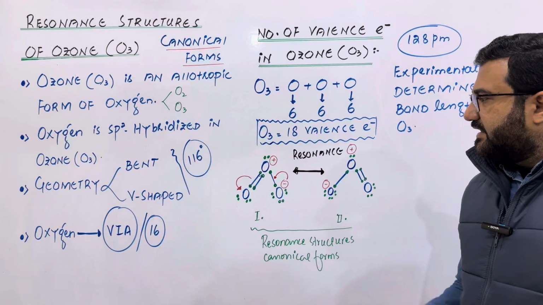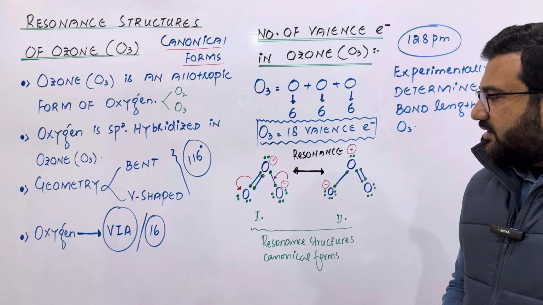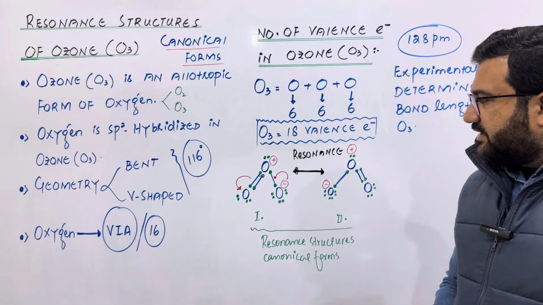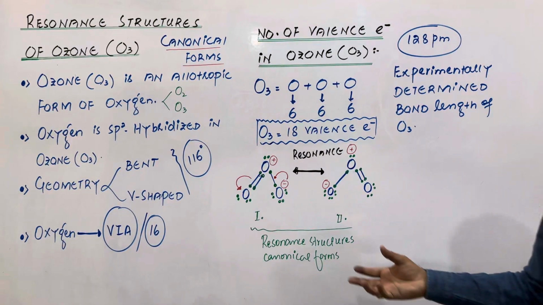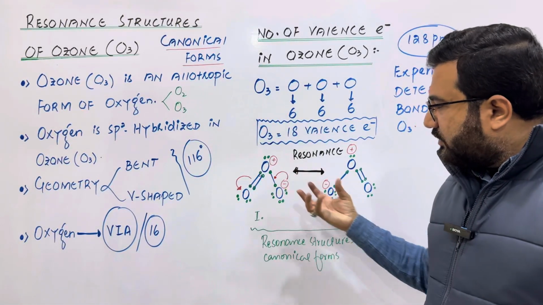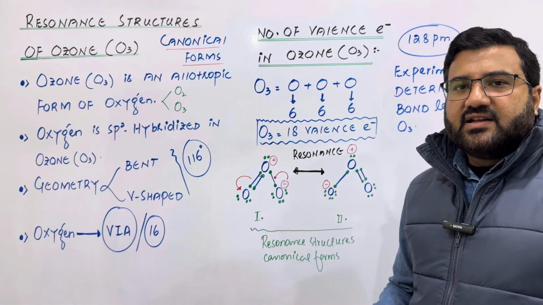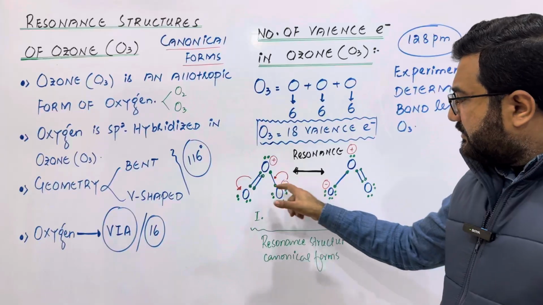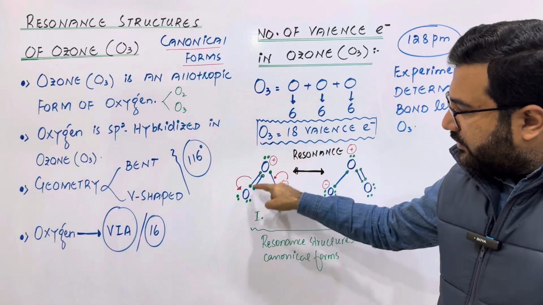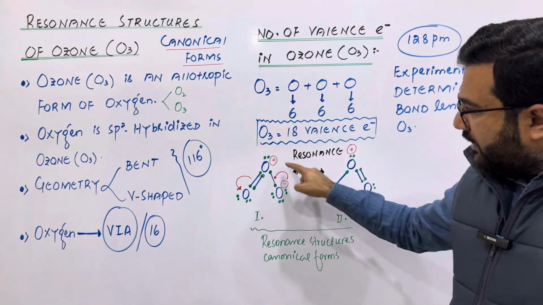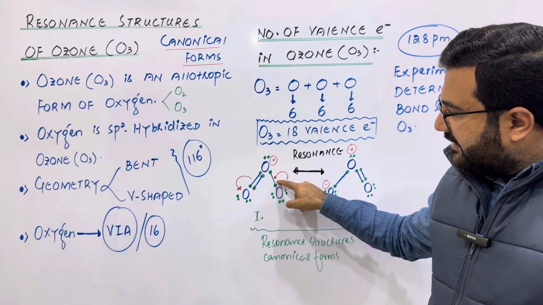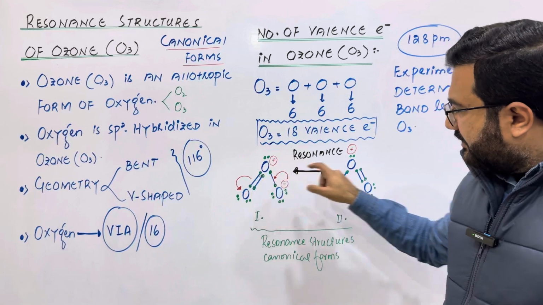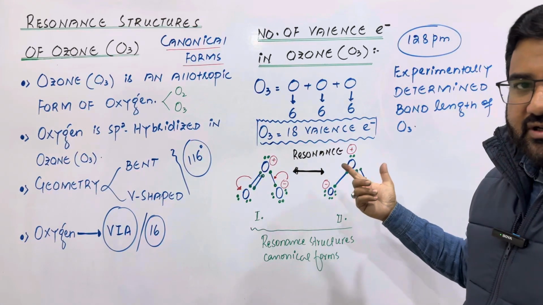Resonance is basically the existence of a compound in more than one structure, in more than one form. That is called resonance. And the structures that arise because of resonance are called resonance structures. In resonance structures, you will find an equal number of atoms and an equal number of bonds. Here there is one double bond and this one is a single bond, so in total there are three bonds, and again in this structure there are a total of three bonds.